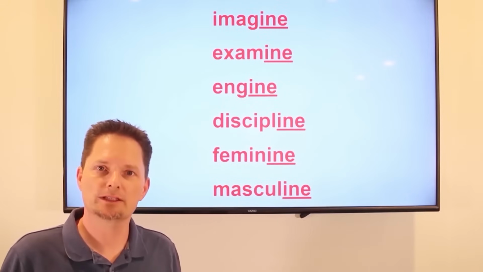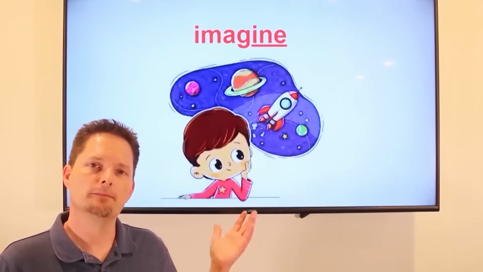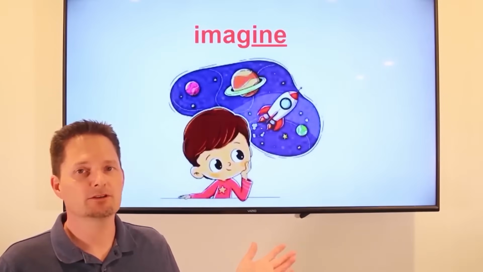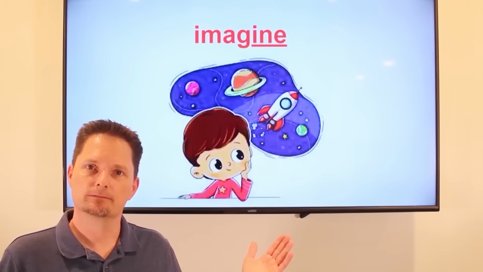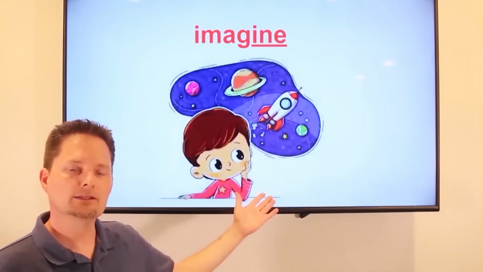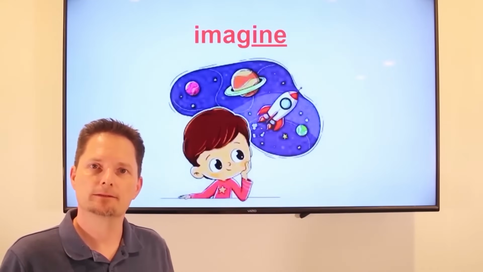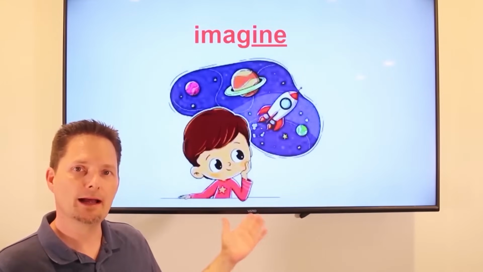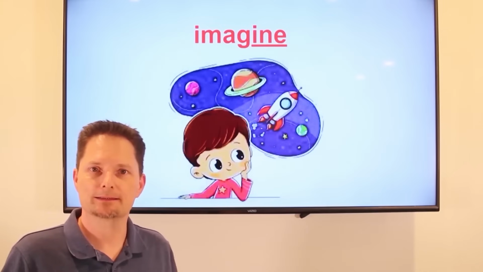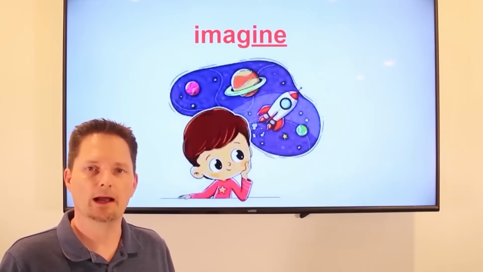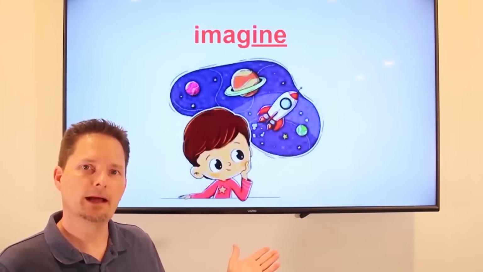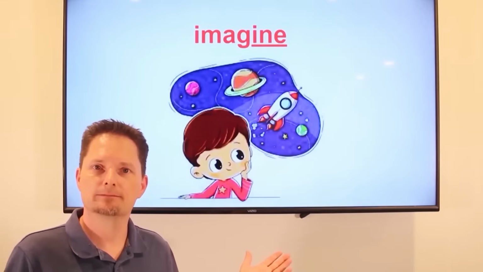Let's practice the pronunciation. Example, imagine. Imagine is a verb, or an action. The boy likes to imagine he's an astronaut. He likes to imagine traveling in space. After imagine, we use a gerund, traveling, with ing. He imagines traveling in space.